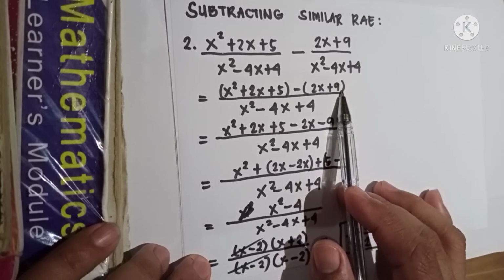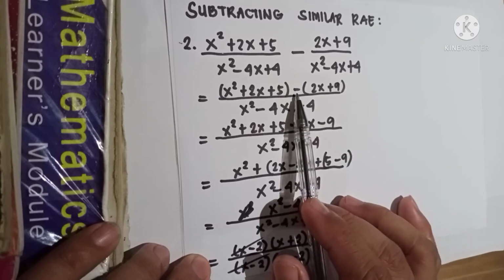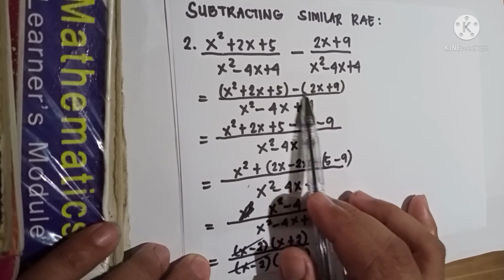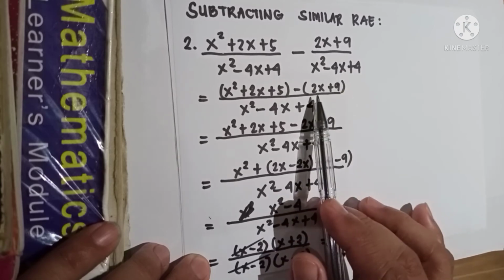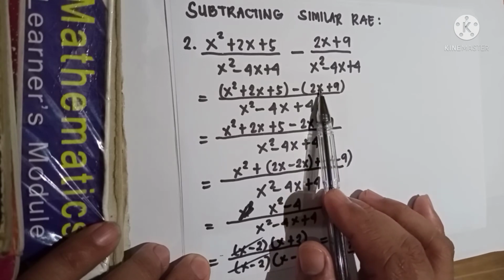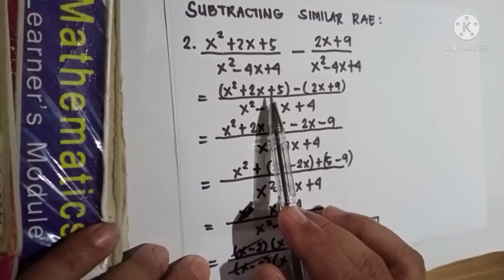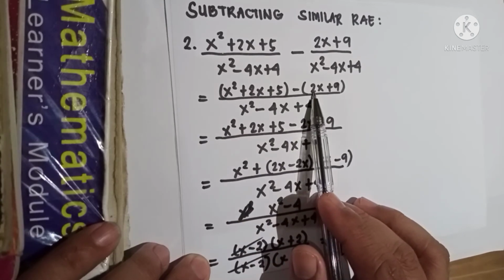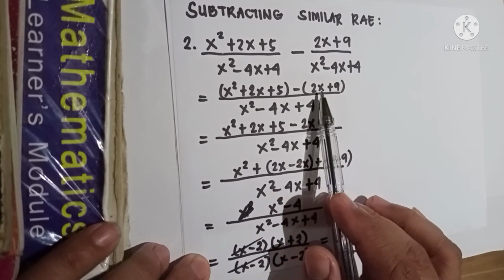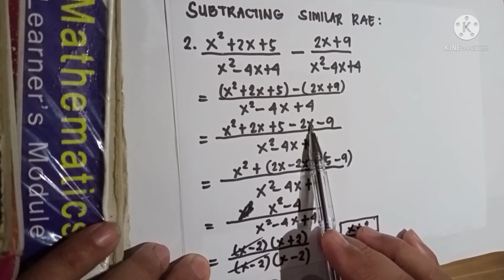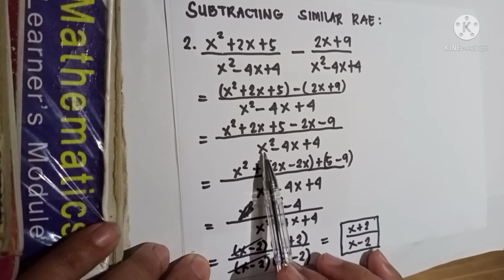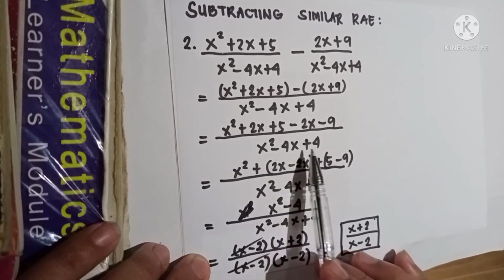In the rule of subtraction, or even in the rule of integers, when we subtract two numbers or two expressions, we should always change the sign of the subtrahend or the second expression. So in this case, we will change the sign of 2x and positive 9. But we need to bring down first this x squared plus 2x plus 5. Then, as I said earlier, change the sign of these two terms. Positive 2x will become negative 2x. Then positive 9 will become negative 9. Then copy the denominator, which is x squared minus 4x plus 4.